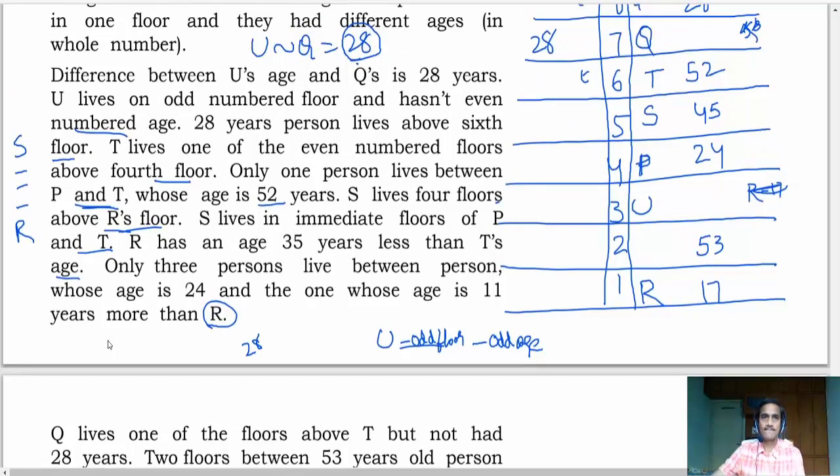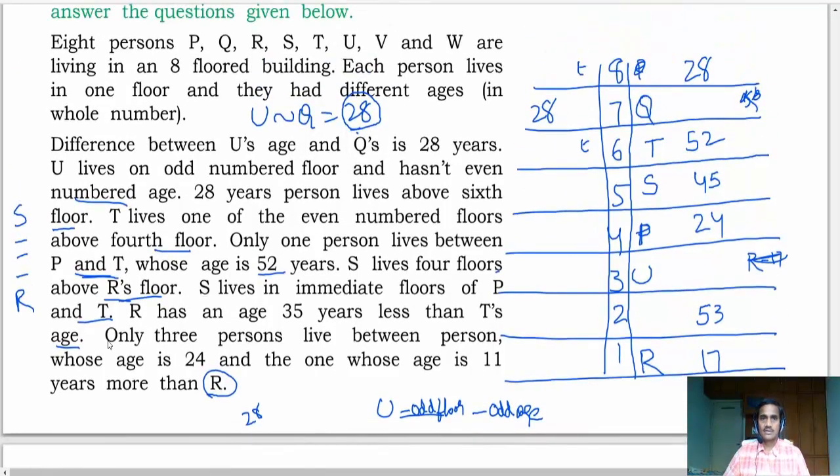Difference between Q and W is 9 years. Q and W 9 years అయితే ఇక్కడ మనకి 53 ఉంది. 53 minus 28, 53 minus 28 ఎంత రావాలి చెప్పండి? Q and W. Now W ఎక్కడ ఉండాలి? W can be here. Now this person is P. W ఇక్కడ ఉండాలి, ఇక్కడ ఉండాలి.